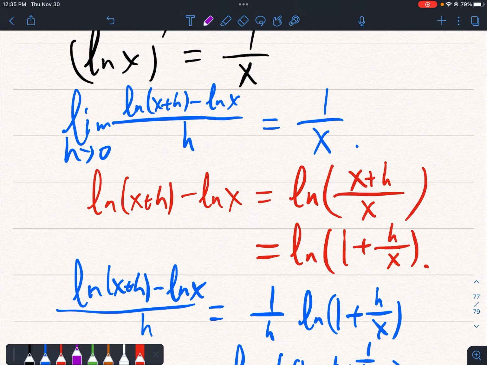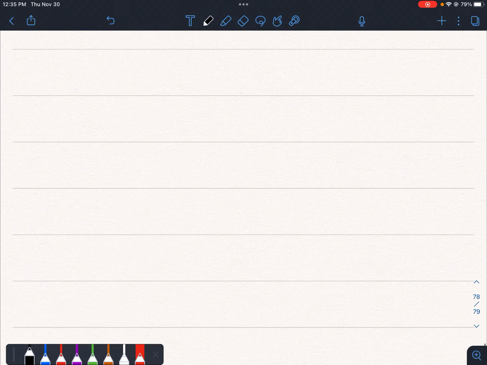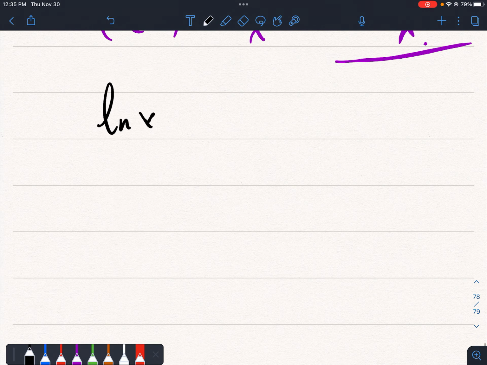So maybe we can just play with it, and then we have all different kinds of tricks that we can use. But in the end, we need to know that the derivative of ln of x is actually equal to 1 over x. Okay.